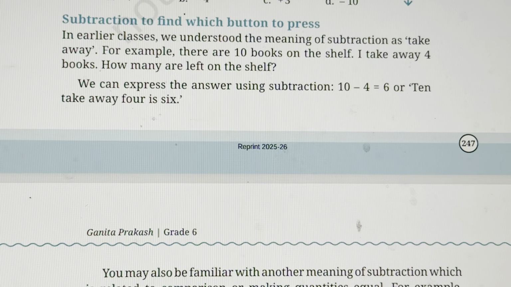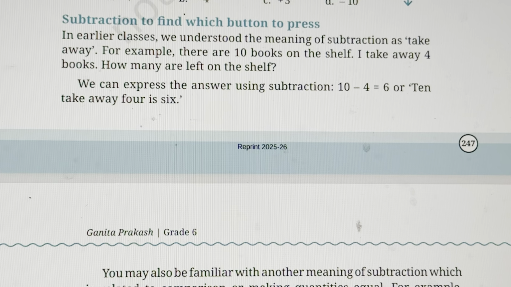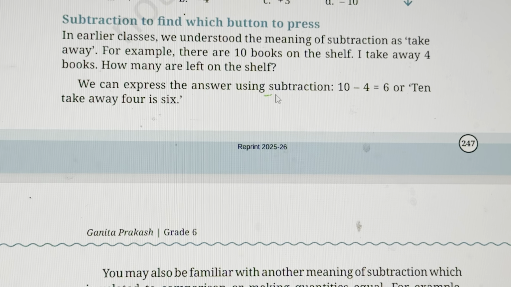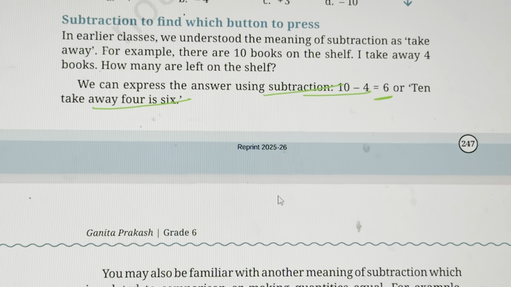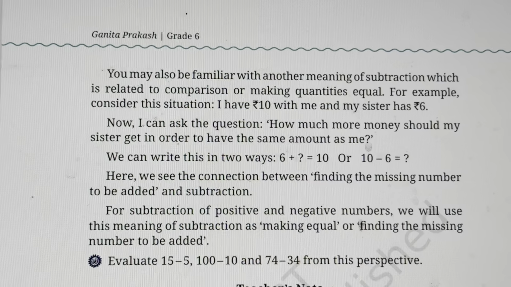Now in earlier classes, we understood the meaning of subtraction means take away. Like, for example, there are 10 books on the shelf and I take away 4 books. How many are left on the shelf? Right. So what we used to do, we used to express that as subtraction. So, 10 minus 4 is equal to 6. That is, 10 take away 4 is 6. Right. This we have learned in lower classes.